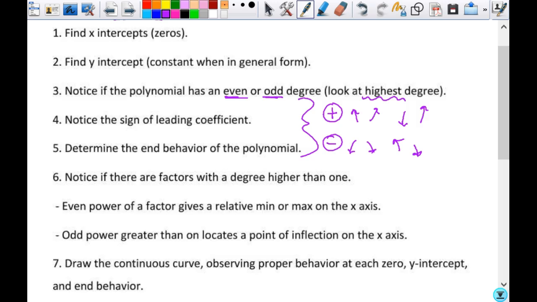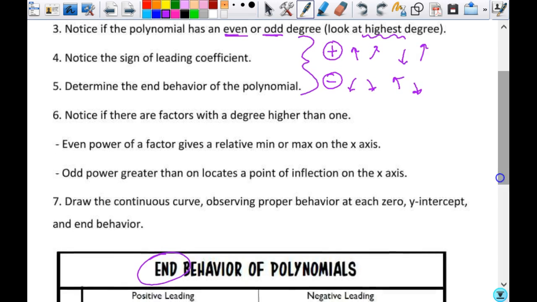Then the next thing we look at is whether you have any factors with a degree higher than 1. Right? So when we factor things out, if we have a factor that is a degree higher than 1, then special things happen at those x-intercepts. If you have an even power factor, so even power of a factor, not necessarily an even power of the polynomial. The polynomial could be an odd degree, but we're talking an even power of one of the factors. Then it gives a relative min or max on the x-axis.